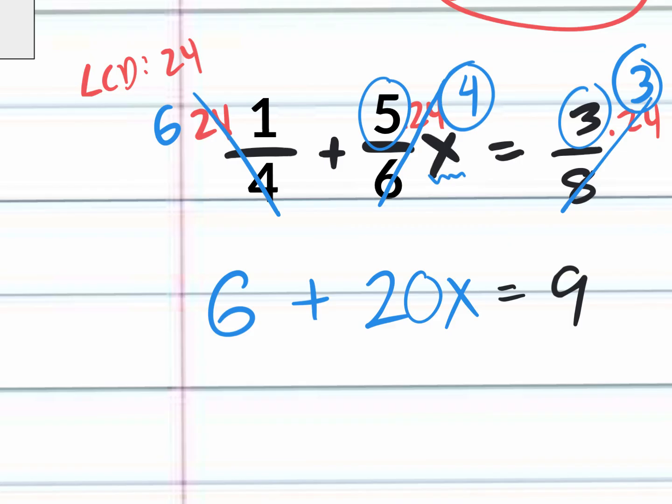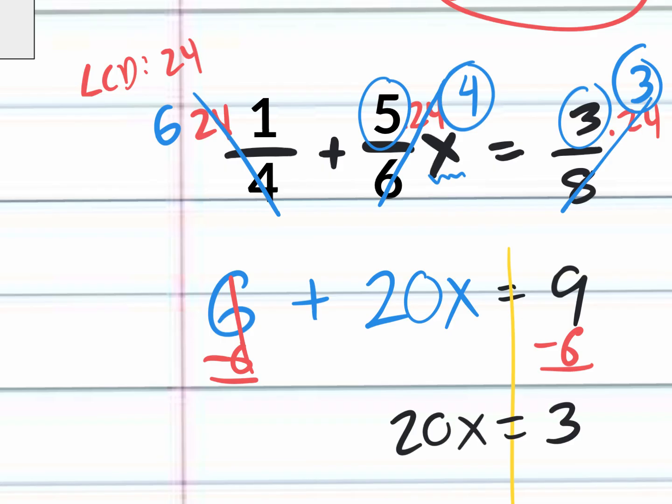Anyway, let's continue by isolating the x on the left side of this equal sign. So here are my two sides, the left side and the right side of that equal sign. Let's get this x by itself. So we're going to get rid of the 6 first. And then we're going to rewrite this thing 20x equals 3.